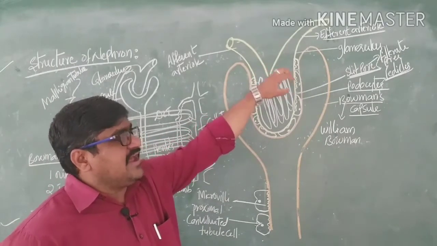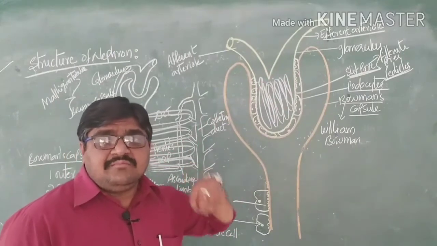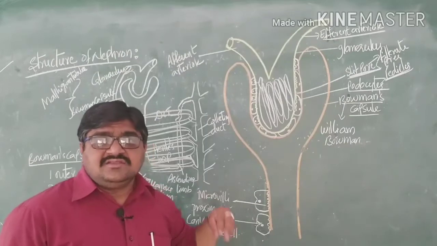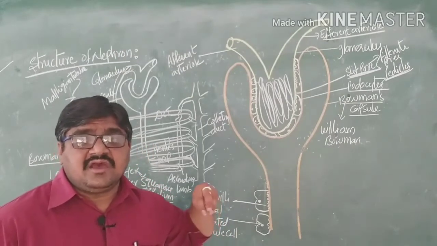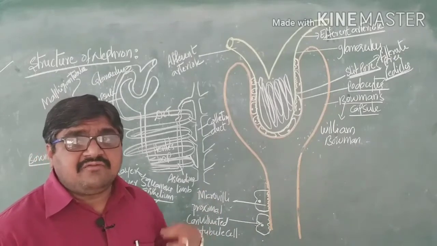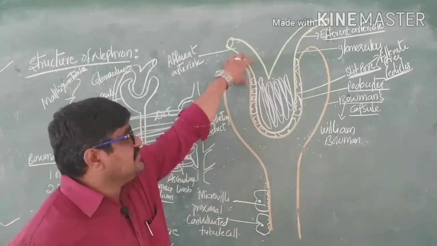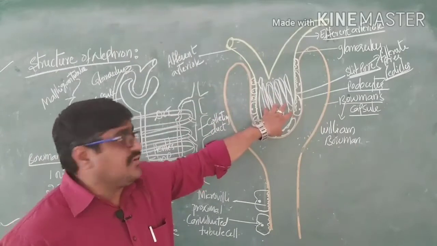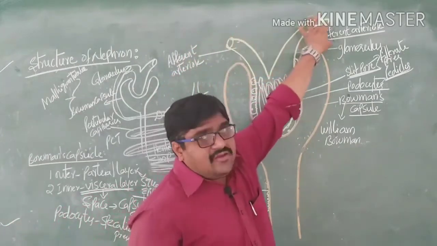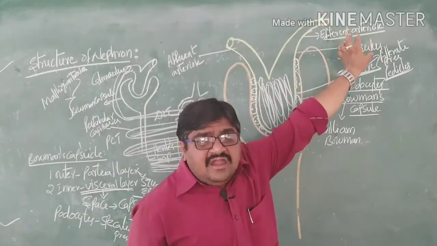These split pores are helpful for the filtration of the blood, so they are also called filtration slits, or filtrate pores. Why? Because they help in filtration of the blood which enters the Bowman's capsule from a wide afferent arteriole to a narrow efferent arteriole.